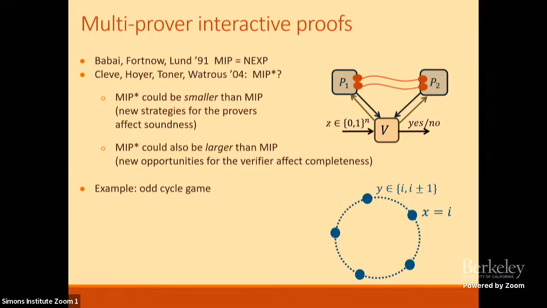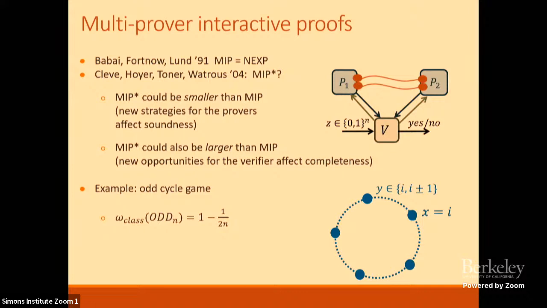And so it's not hard to see that if I was playing this game with an even cycle, the provers could fix a two-coloring of the even cycle and they could succeed in the game with probability one. But if the cycle is odd and has n vertices, you can compute the maximum success probability and it's that number. Basically, there must be an error somewhere, right? Either they give different answers, different colors for the same vertex, or there's an edge that's not two-colored. And now you can ask the question, what if I look at quantum strategies in this game?